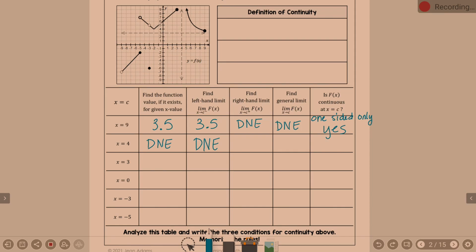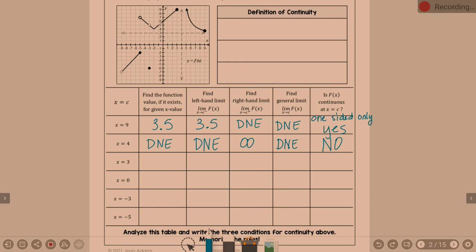Infinity. That one's positive infinity because there's an arrow, and so it is going up to the right. What about the general limit? Okay. Does not exist again because we need it happening from both ways to exist. And is it continuous? No. No special case, no special answer. It's just not continuous because they're not connecting.